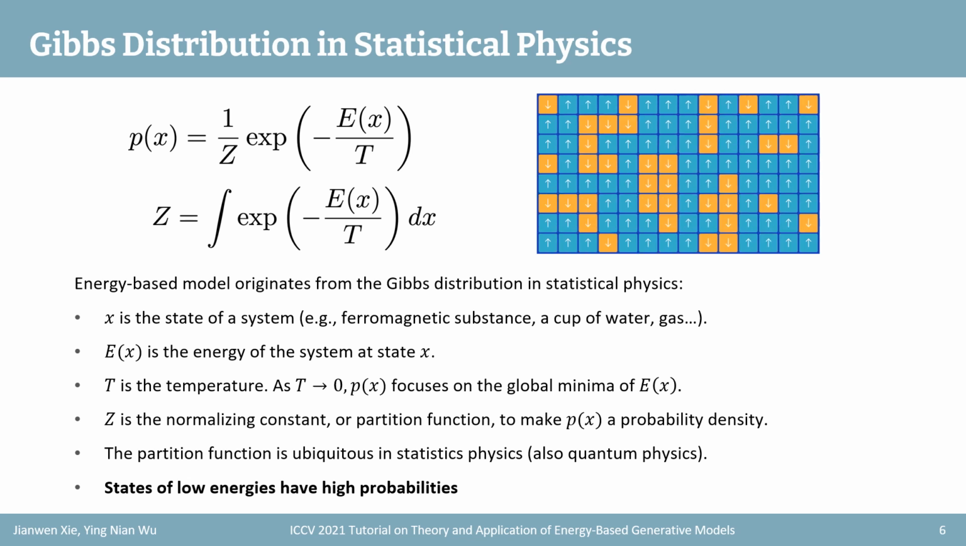Z is the normalizing constant or partition function to make P of X a probability density. The partition function is ubiquitous in statistical physics or quantum physics. States of low energies have high probabilities.